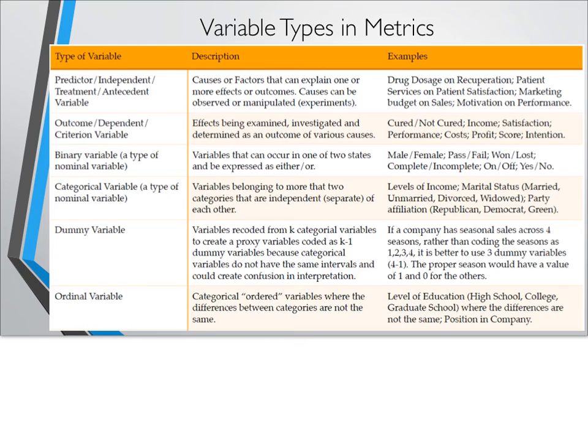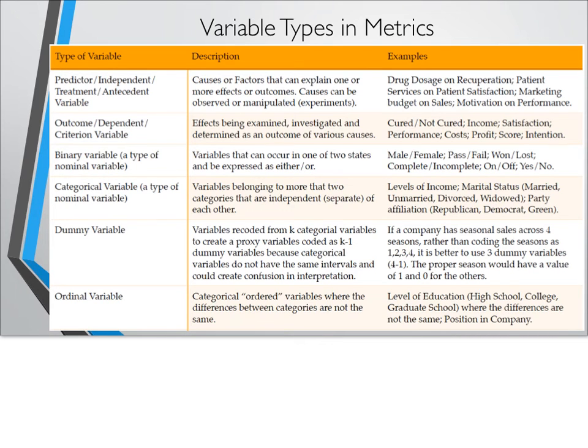So let's look at the different types of variables in metrics. Firstly, you've got predictor, which are known as independent, treatment, or antecedent variables. The description of each of them, the predictor, independent, treatment, or antecedent variable, is as follows. Causes or factors that can explain one or more effects or outcomes. So these are basically causes or factors that explain a certain outcome. So causes can be observed or manipulated.